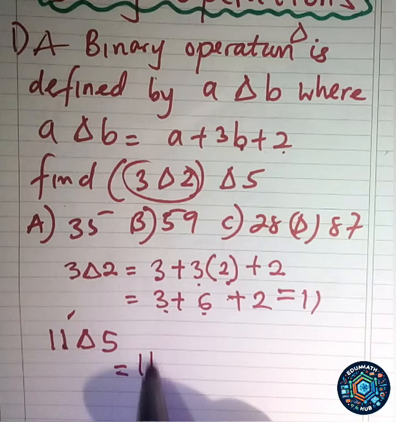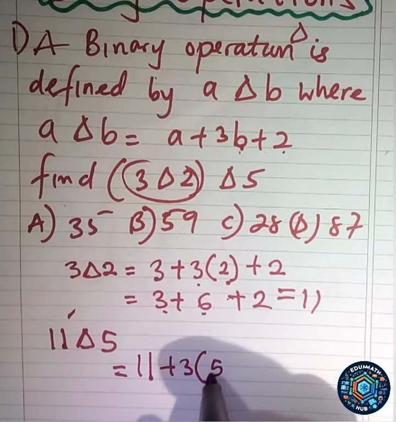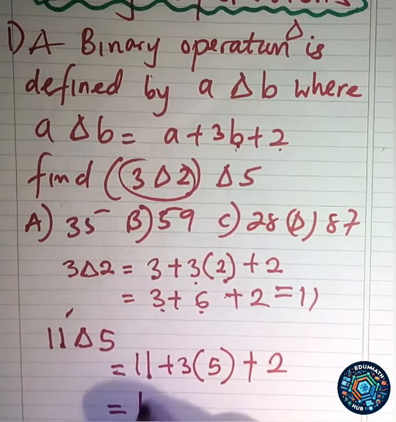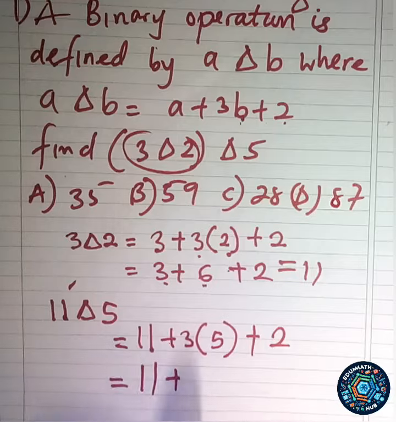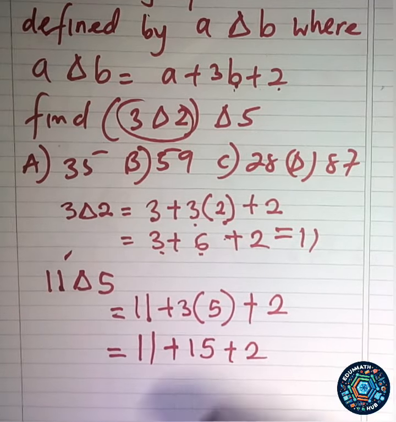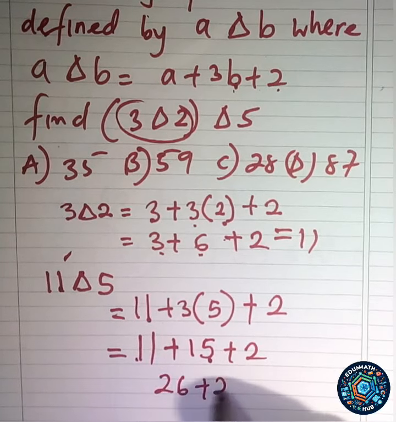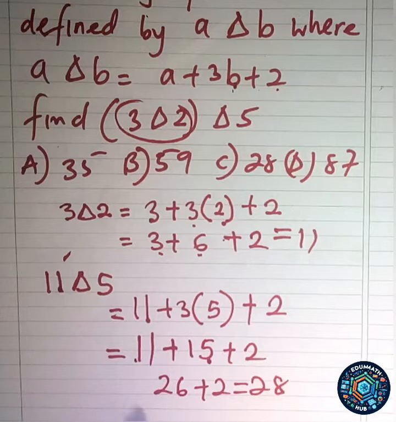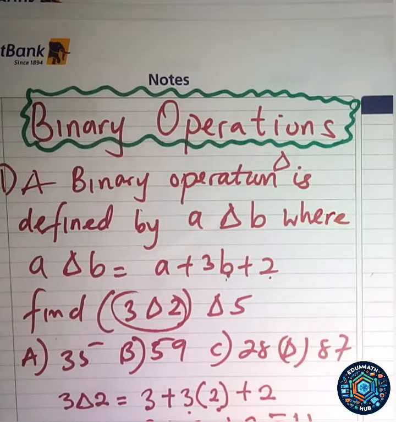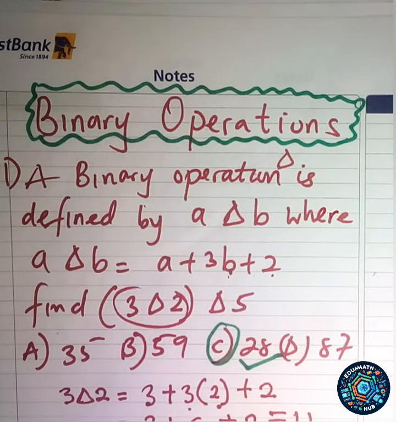You're going to have 11 plus, now we have B here, 3 into bracket 5 plus 2. Then we're going to have 11 plus 3 times 5 is 15, 15 plus 2. So 11 plus 15, that will give you 26. Then plus 2, that will give you 28. So the value of this operation is 28. And just go to your options and tick 28 as the answer. Okay, you can see it's very simple.